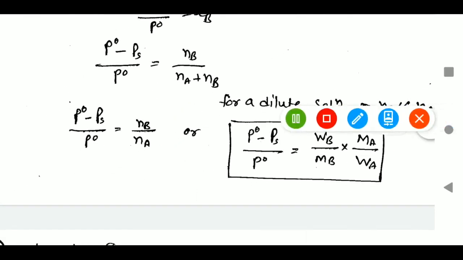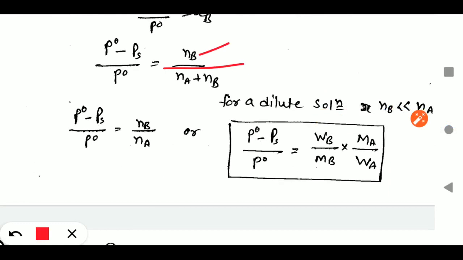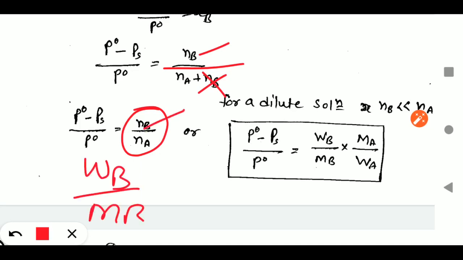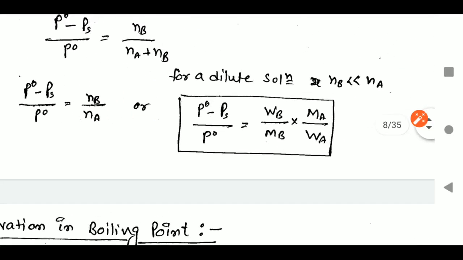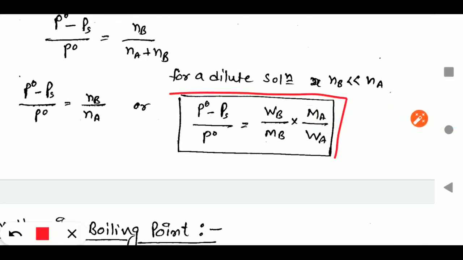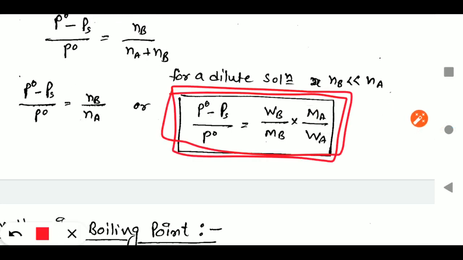So this equation is what? NB upon Na plus NB. So NB हमने स्किप कर दिया, then we have NB upon Na. And what is NB? Moles of solute, and moles of solute will be calculated by given amount upon molecular mass. So in place of NB I placed this value, and in Na I placed WA upon MA, but this is already in denominator. So मैं इसको रिवर्स करके यहाँ लिख दूंगा MA upon WA. Okay. So this is the formula for the colligative property, that is relative lowering in vapor pressure.